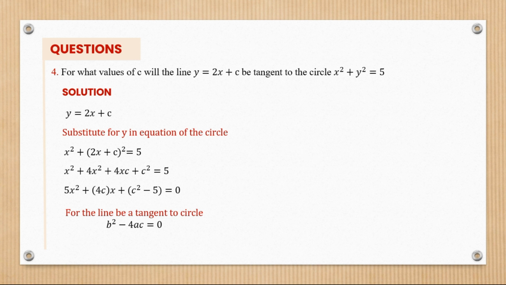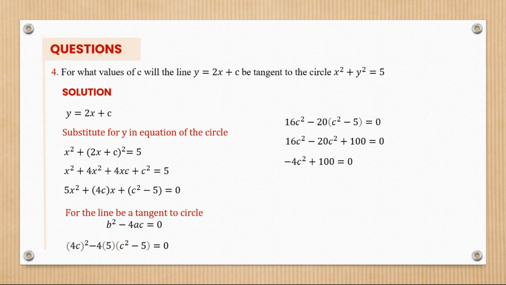So remember that for the line to be a tangent to the circle, this condition must be satisfied. So when I plug it in, I can see that the coefficient b is 4c, the coefficient a is 5, and then the coefficient for c is c squared minus 5. So plug those in and this is what I'll have. So simplify this further and I'll have negative 4c squared plus 100 being equal to 0. So now negative 4c squared shall be equal to negative 100, of which c squared shall be equal to 25. So now when I find the value of c, c is either positive or negative 5. So therefore either c should be equal to 5 or c should be equal to negative 5 for this line to be a tangent to the circle.